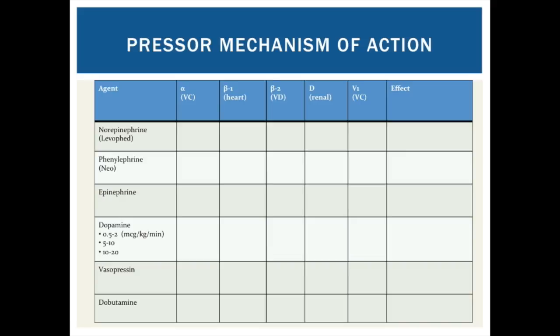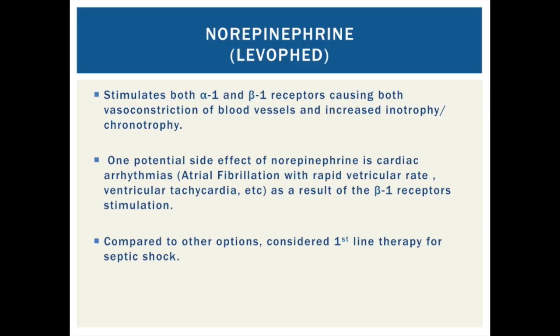And this is going to be the chart that we're going to fill out so that we can compare and contrast what these do and get an idea of, okay, if we know this does that, which ones do we choose for which problems? Let's talk about norepinephrine, Levophed, first. This is going to be one of your mainstays in the ICU.